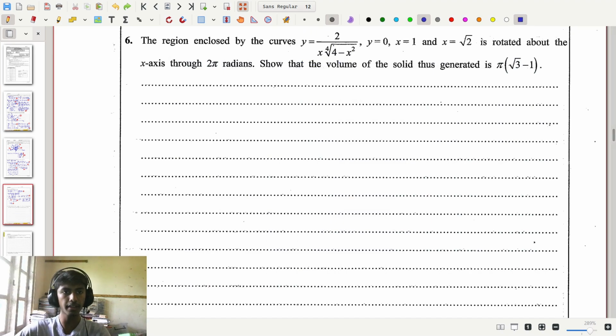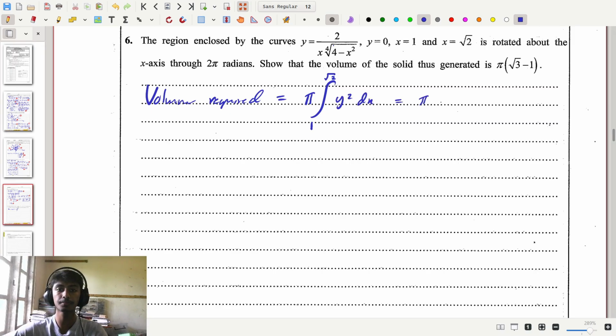So considering that, the volume required is equal to the integral from 1 to root 2, and since pi is a constant, I can take pi out and write pi times the integral from 1 to root 2 of y squared dx, and here y is equal to this expression right here.